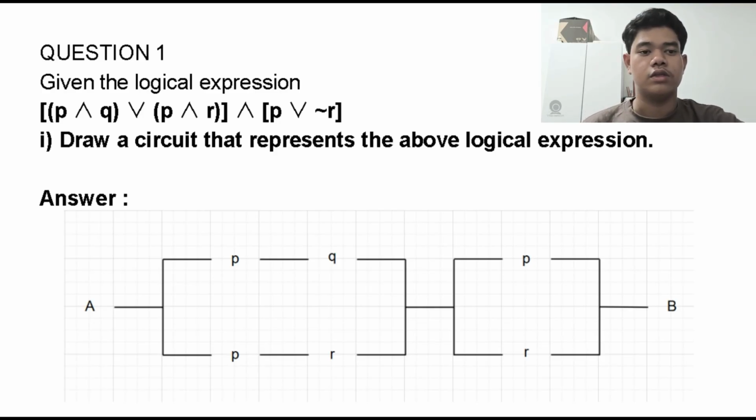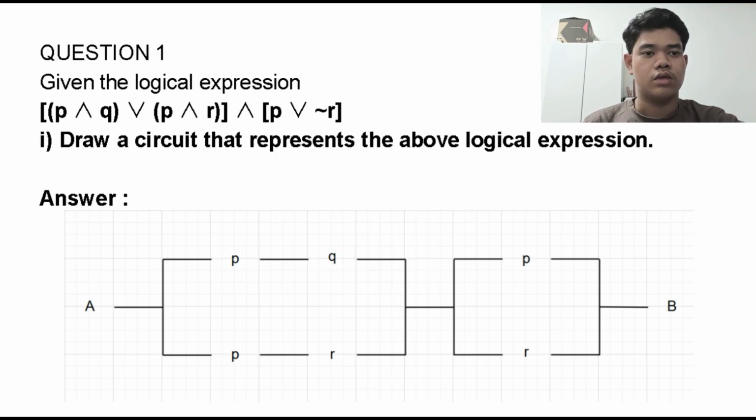First, I will explain the symbols used in this expression. The symbol that looks like a triangle stands for AND. The symbol that looks like V stands for OR, and you can see in the expression that the symbol before R stands for NOT. Before drawing the circuit, we first need to break the logical expression into smaller parts.